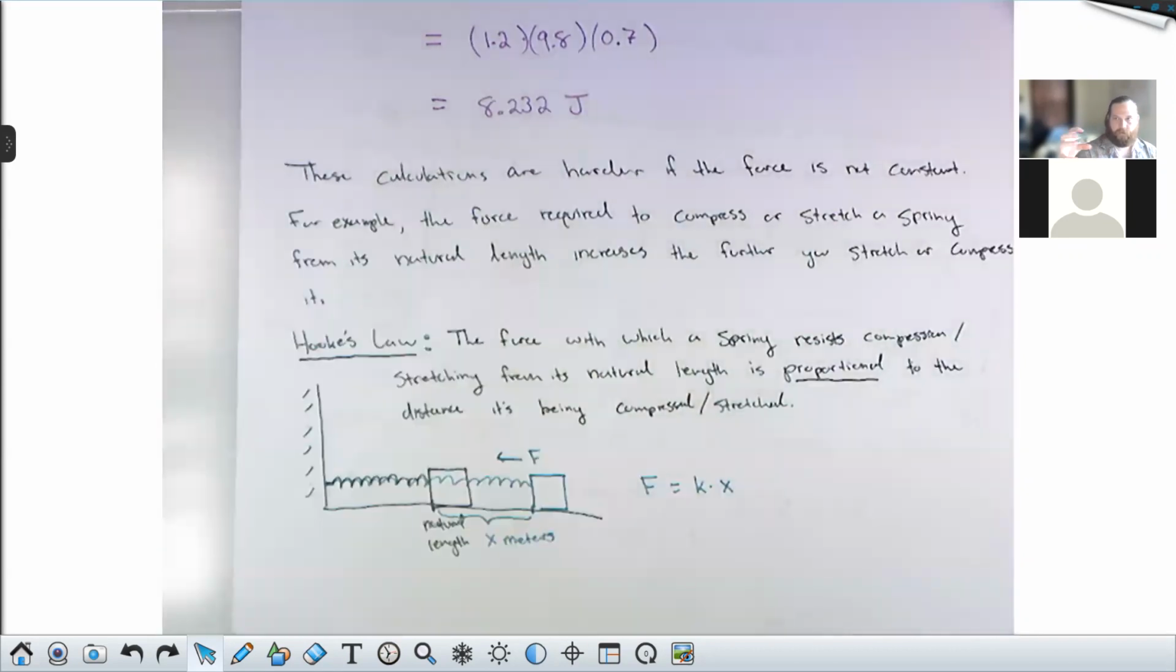Because I've stretched this thing, if I were to let go, it would go like boom, back, right? And it would actually bounce back and forth. That's your natural harmonic oscillator, assuming the floor is frictionless.